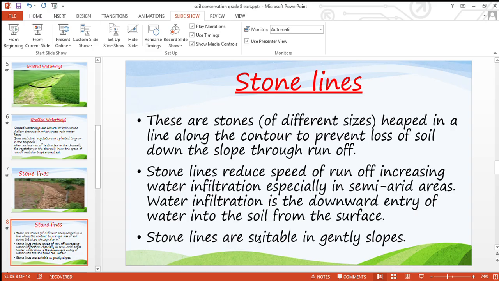Okay, let me have group 2. Group 2, you read the meaning of water infiltration. It is here. Can you read, group 2?